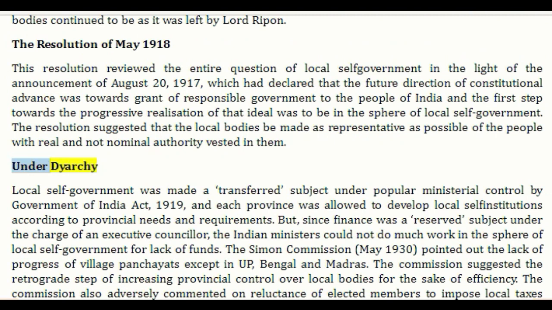Under diarchy, local self-government was made a transferred subject under popular ministerial control by Government of India Act, 1919, and each province was allowed to develop local self-institutions according to provincial needs and requirements. But, since finance was a reserved subject under the charge of an executive councillor, the Indian ministers could not do much work in the sphere of local self-government for lack of funds.